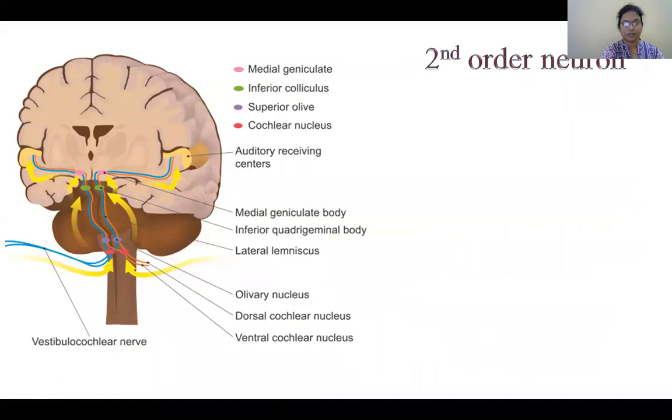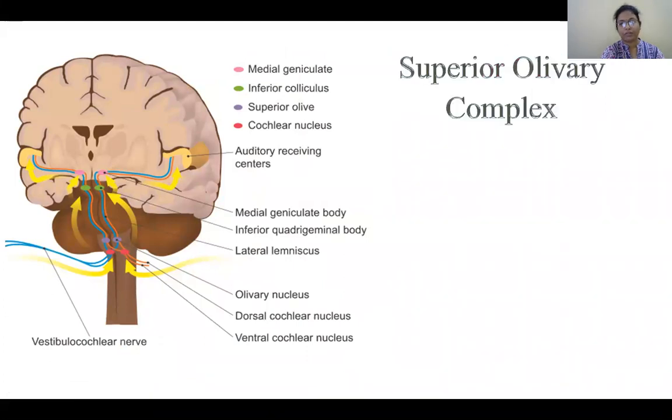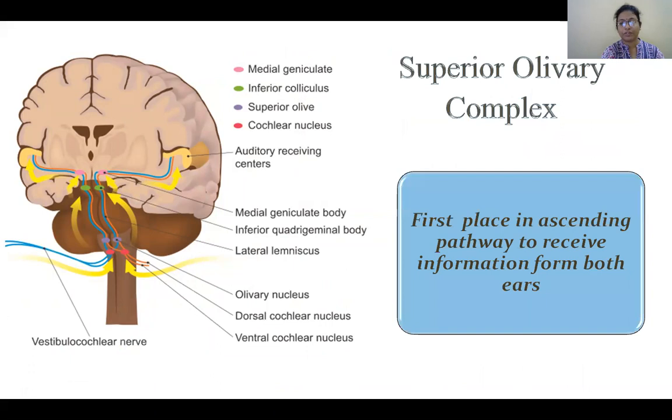Come to the second order neuron. Now, the first order neurons had terminated in the dorsal cochlear nucleus. So the second order neuron will arise from the cochlear nucleus, few fibers crossing, few uncrossing, ultimately reaching the superior olivary complex. Now, the superior olivary complex can be said to be the first place in the ascending pathway which receives information from both the ears. So this is the importance of the superior olivary complex.